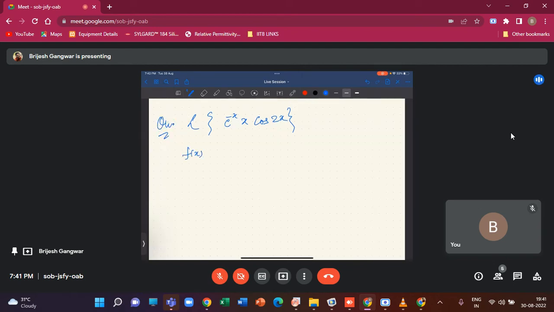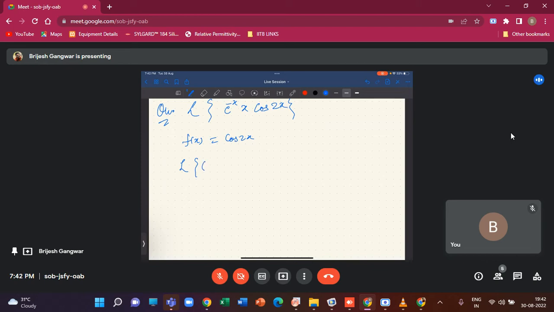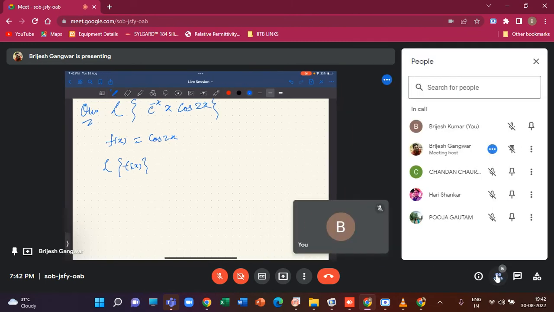So we have considered f(x) is equal to cos 2x, then Laplace of this f(x). What else here? Puja, Chandan. So Puja, you remember this? f(x) is equal to cos 2x, then what is the Laplace of this cos 2x?